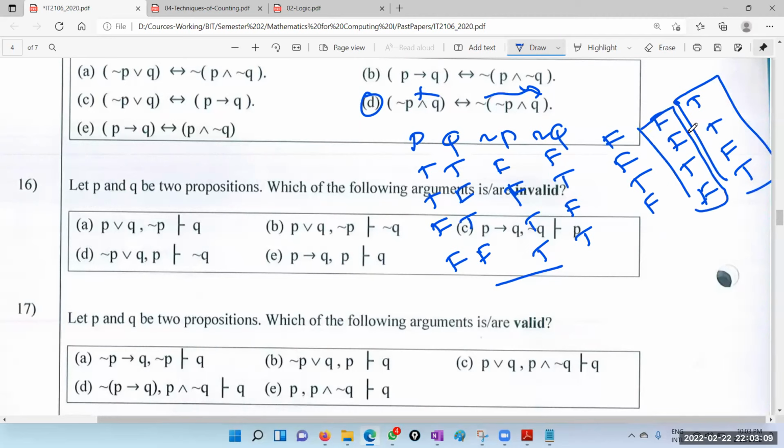Left hand side, not P and Q, if and only if the right hand side. False, true, false. False, true, false. True, false, false. False, true, false. Yes, all are false. Right?